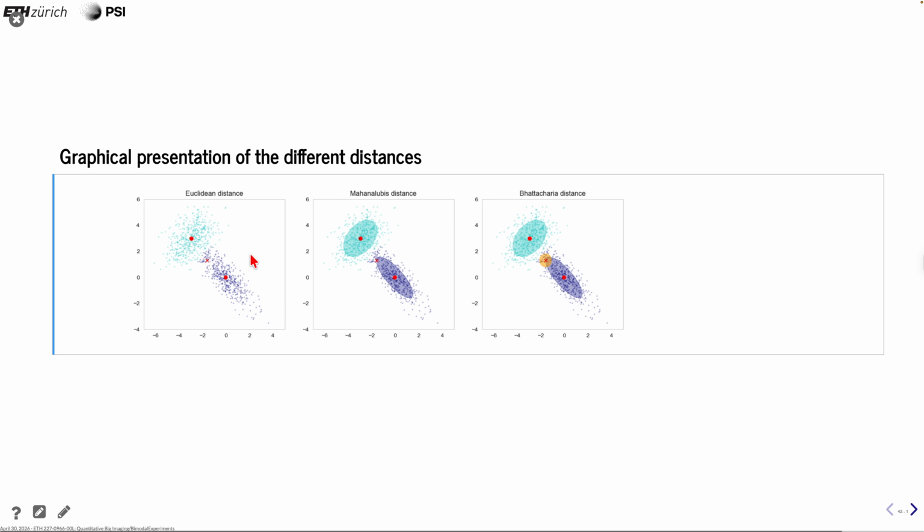As a summary, we can see the presentation of all three. So the Euclidean distance, just do a nearest neighbor. Mahalanobis looks at the shape of the distributions and sees if there is a realistic overlap. So here you can really compute a likelihood. And finally, you go to Bhattacharya, which even includes the statistics of the measured point.